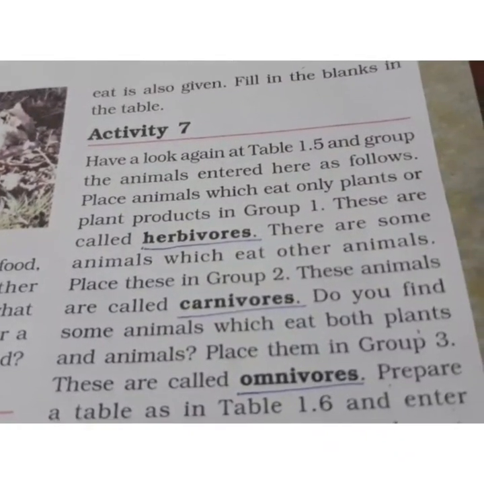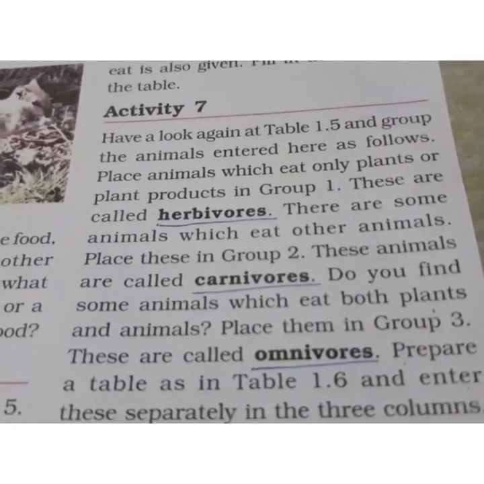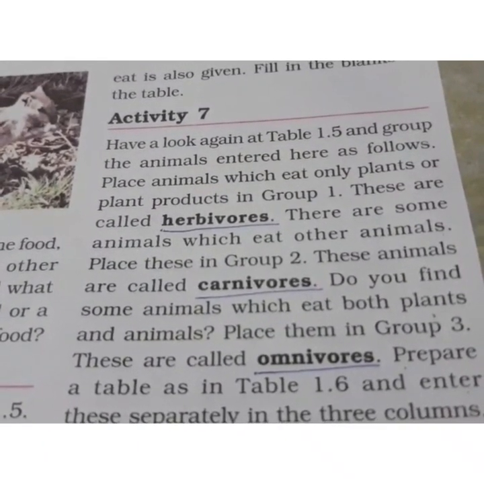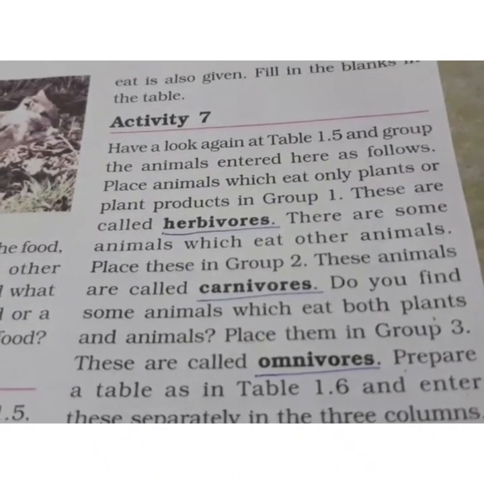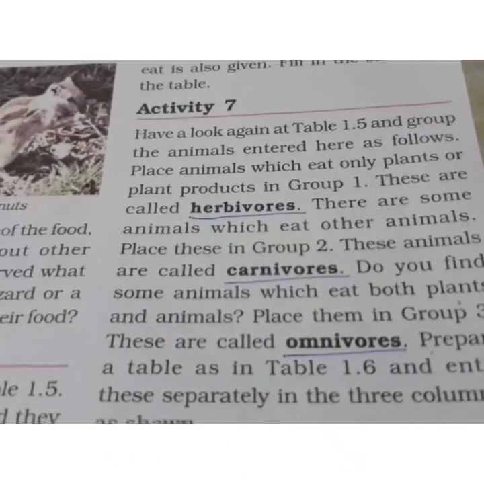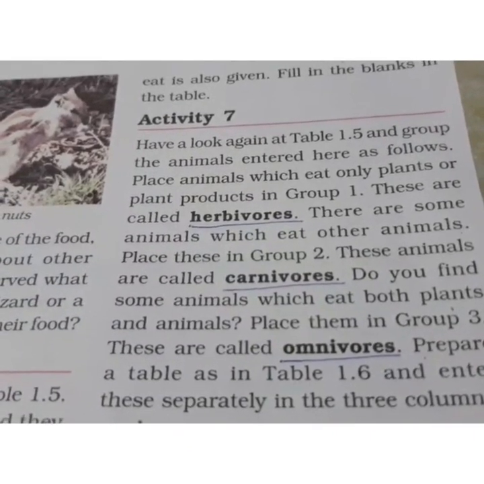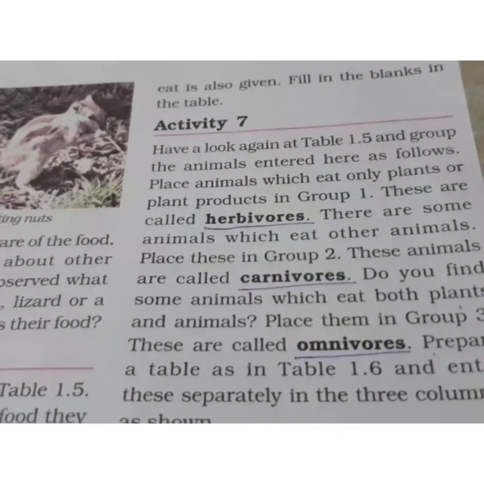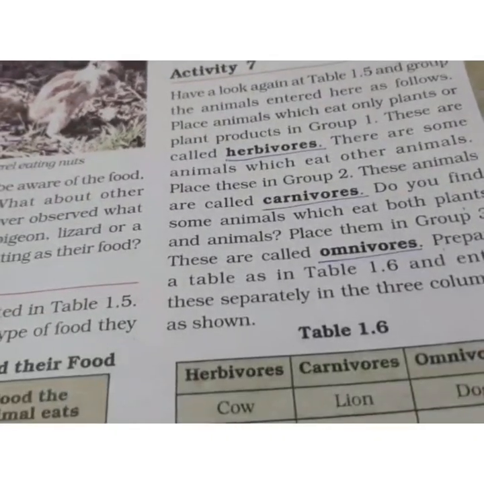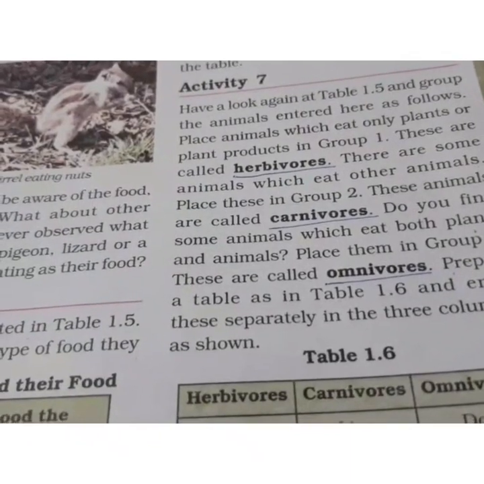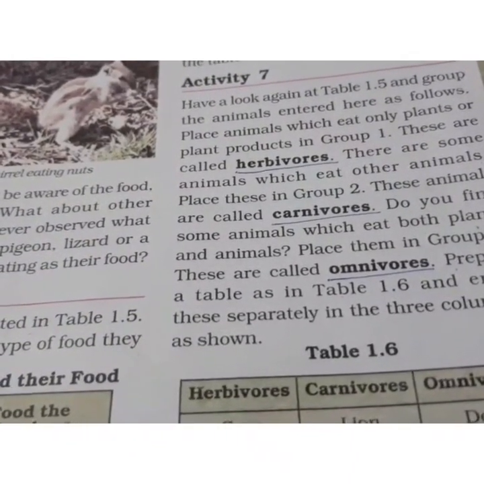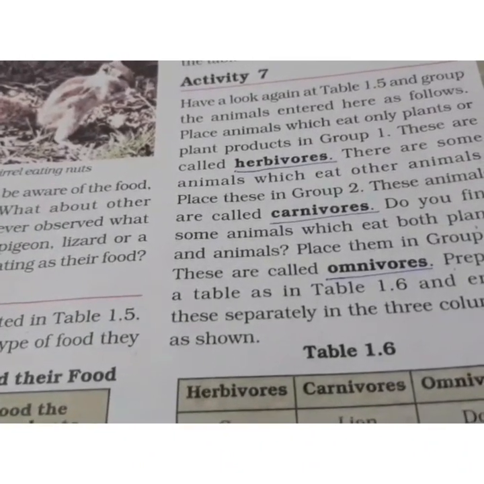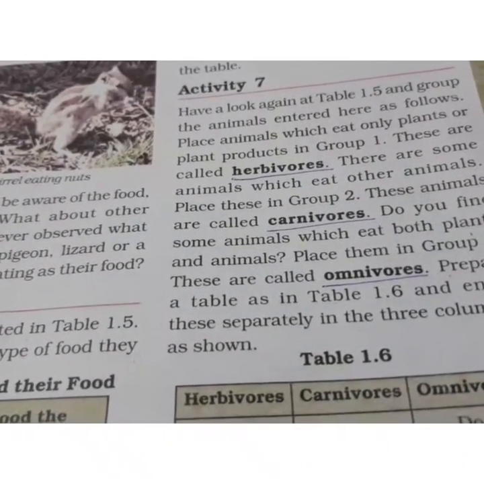Have a look again at the table 1.5 and group these animals entered here as follows. Place animals which eat only plants or plant products in group 1. These are called herbivorous animals. Now, dear children, you are aware of the terms herbivorous, carnivorous, and omnivorous animals. So, what are herbivorous animals? The group 1 or the type 1 of animals on the basis of their eating habits is the plant eating animals, plant and the plant products only. So those animals are called herbivorous animals which eat only the plants.